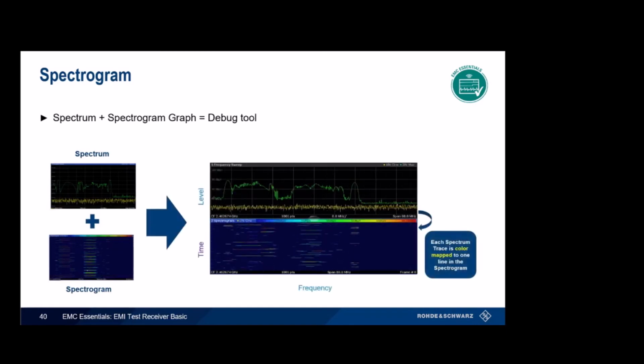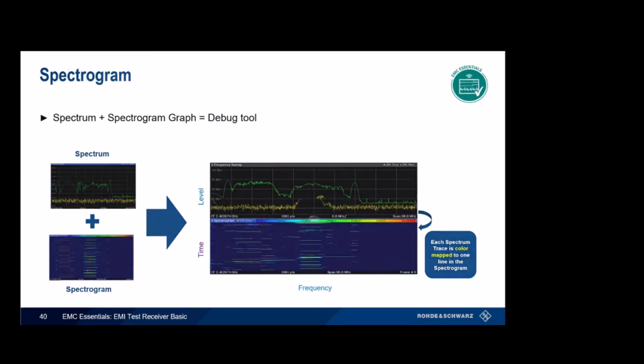The spectrogram is a very good tool by itself, but like we saw before, it's a great tool if you combine it with the spectrum view. So if you have the spectrum and you add the spectrogram, you get this nice combination. And this is very useful for synchronizing emissions that might have made it pass or were missed.